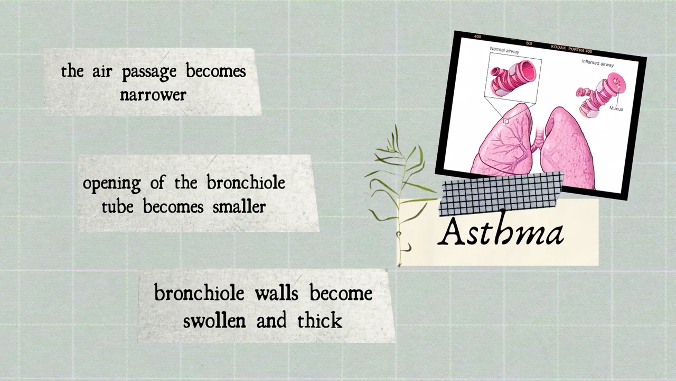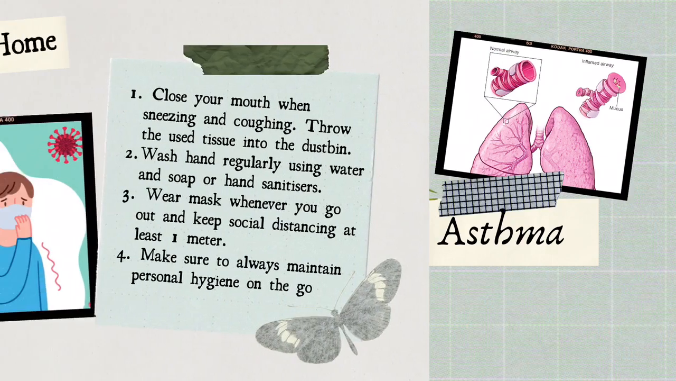For an asthma sufferer, their bronchial walls will become swollen and thick. The opening of the bronchial tube will also become smaller, while the air passage of the human respiratory tract will become narrower. This condition leads to breathlessness. It will also be difficult for breathing.